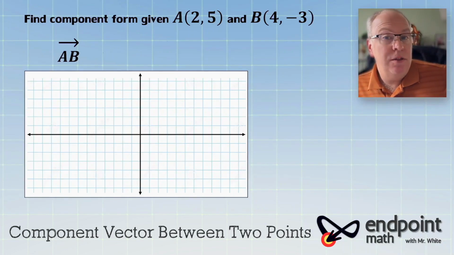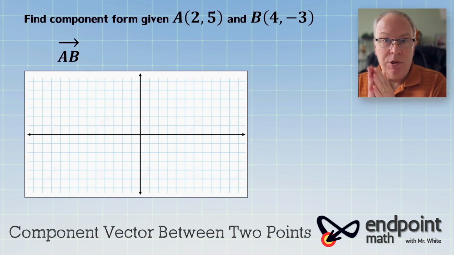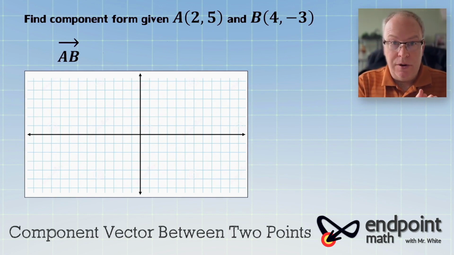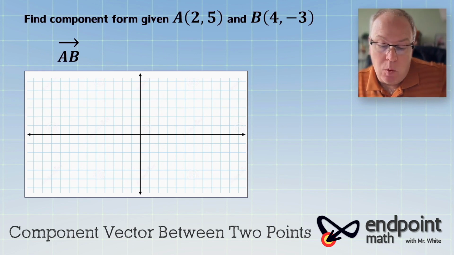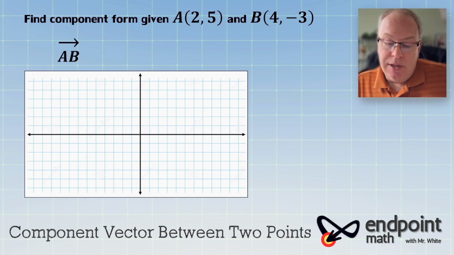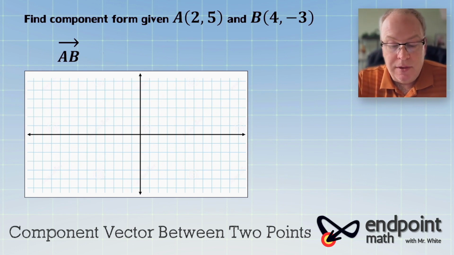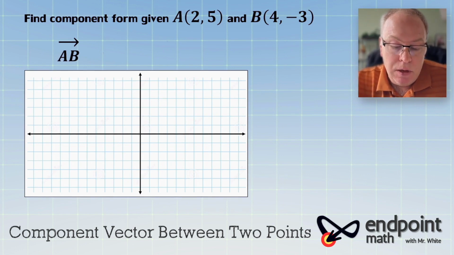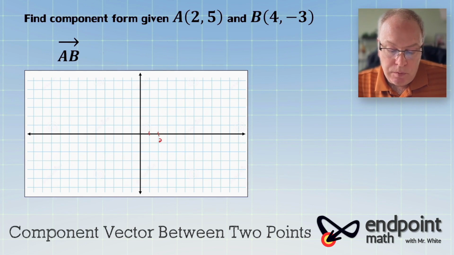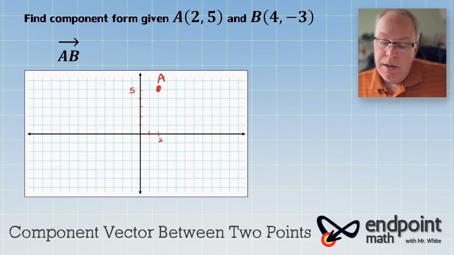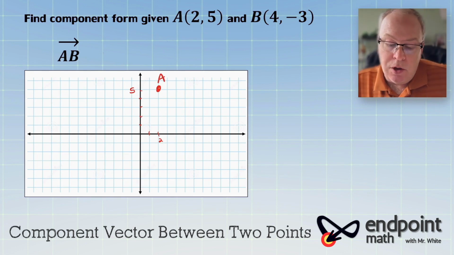Let's look at finding the component form of a vector that travels from one point to another. All right, from one point to another, the component form of that. So let's first graph these 2 points on our XY grid. So (2, 5), of course, would be over 2, up 5: 1, 2, 3, 4, 5. Here's 5. So there's A. And then let's go over here to B.